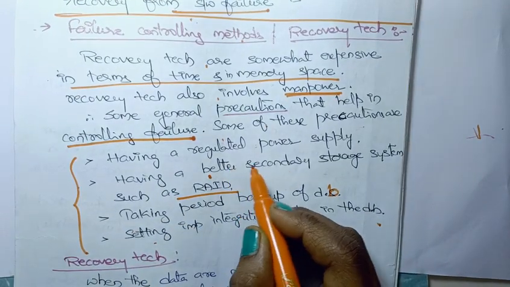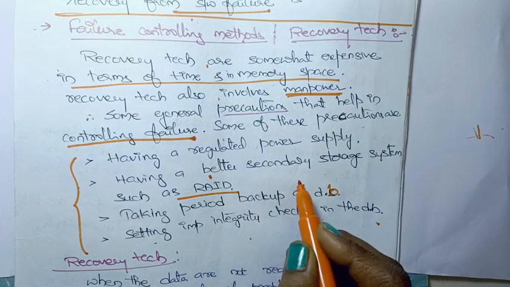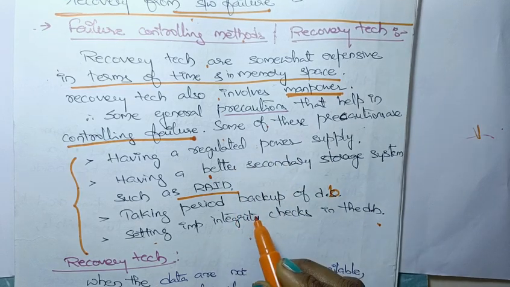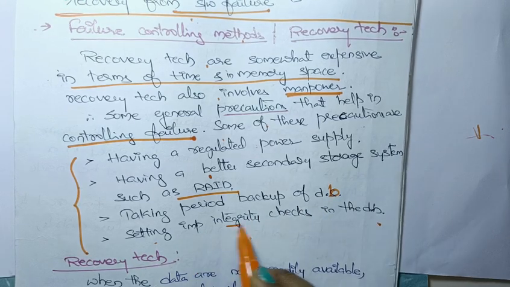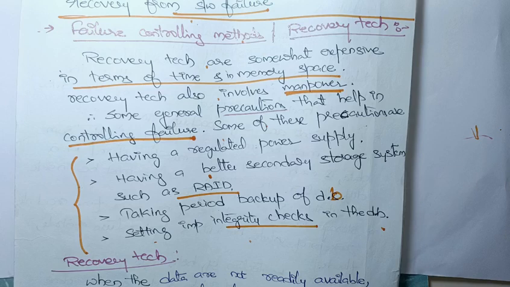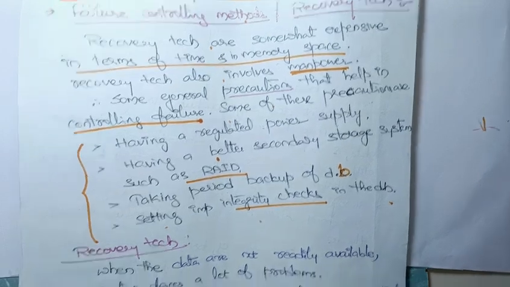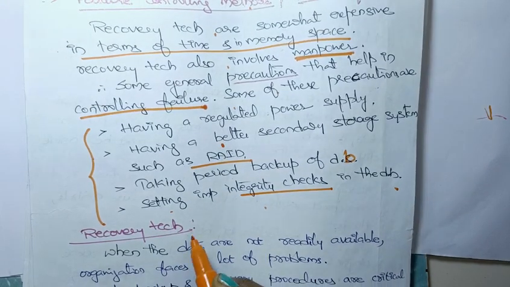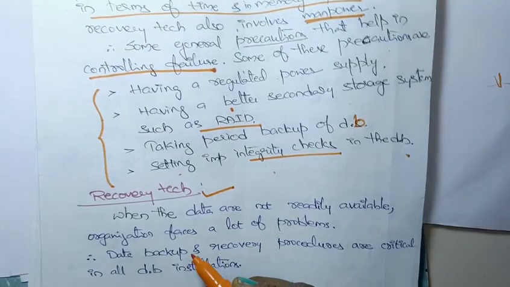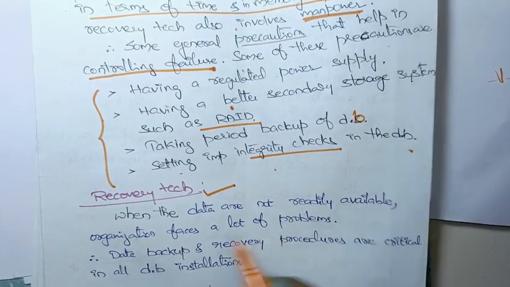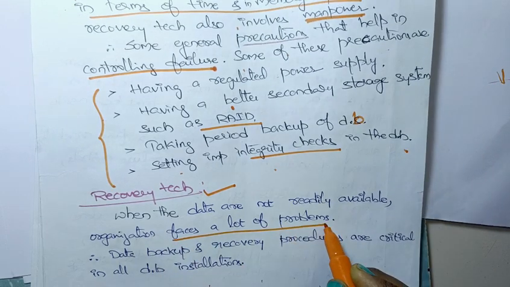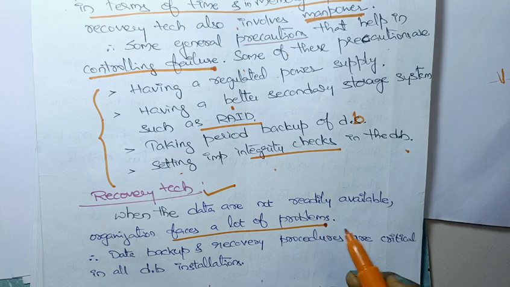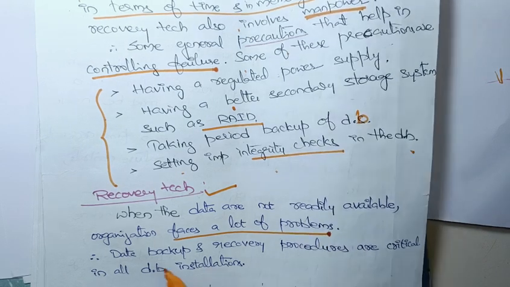If you have a regulated power supply, better secondary storage, regular periodic backup of the database, and important integrity constraints in your database, you can control failures. If a failure happens, we will see what the recovery techniques are. When the data is not readily available, an organization faces a lot of problems. So if the data is not available in a database, that organization faces a lot of problems.